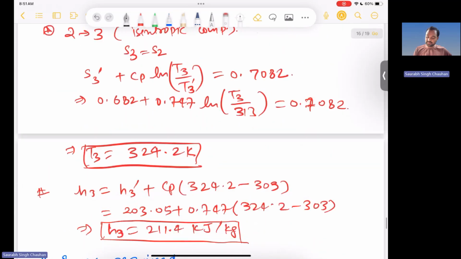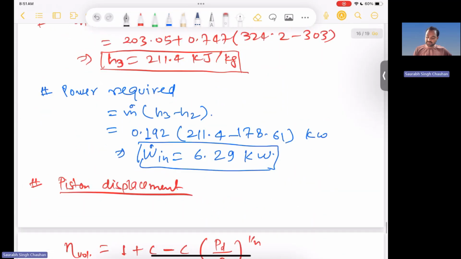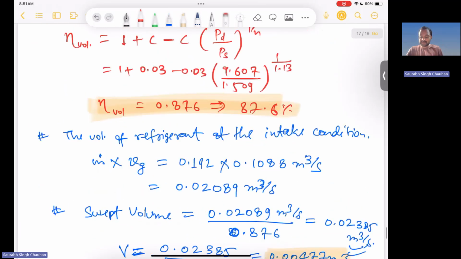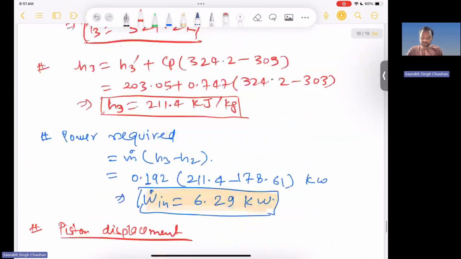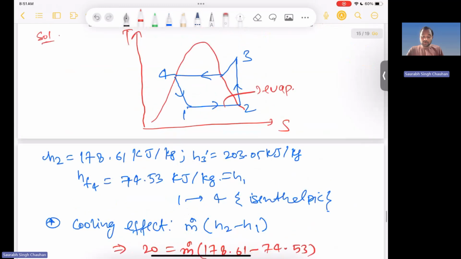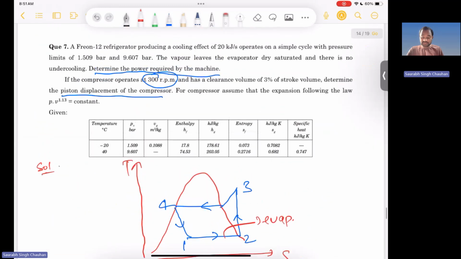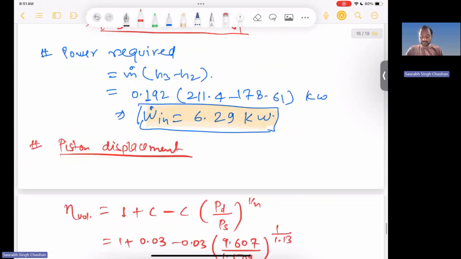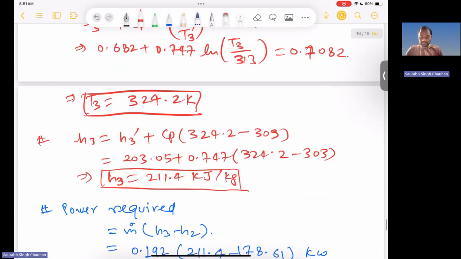And power required is 6.29 kilowatt. Okay. So this was the combination question based on the combination of concepts from refrigeration and from the air compressors.